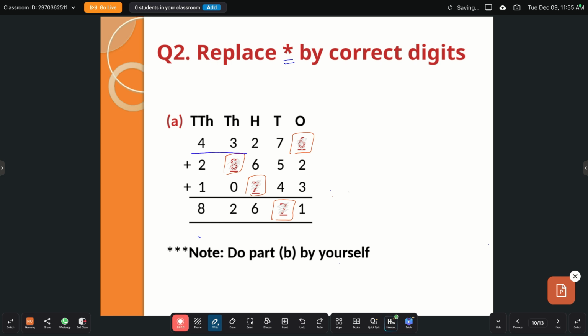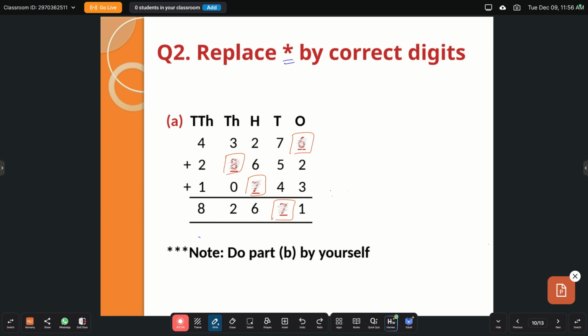If we look at the first addend, it's 43,270 something. We don't know what is the digit here. So in our first addend, there is a missing digit at ones column. In our second addend, there is a missing digit at thousands column. In our third addend, there is a missing digit at hundreds column. And in our sum, there is a missing digit at tens column.